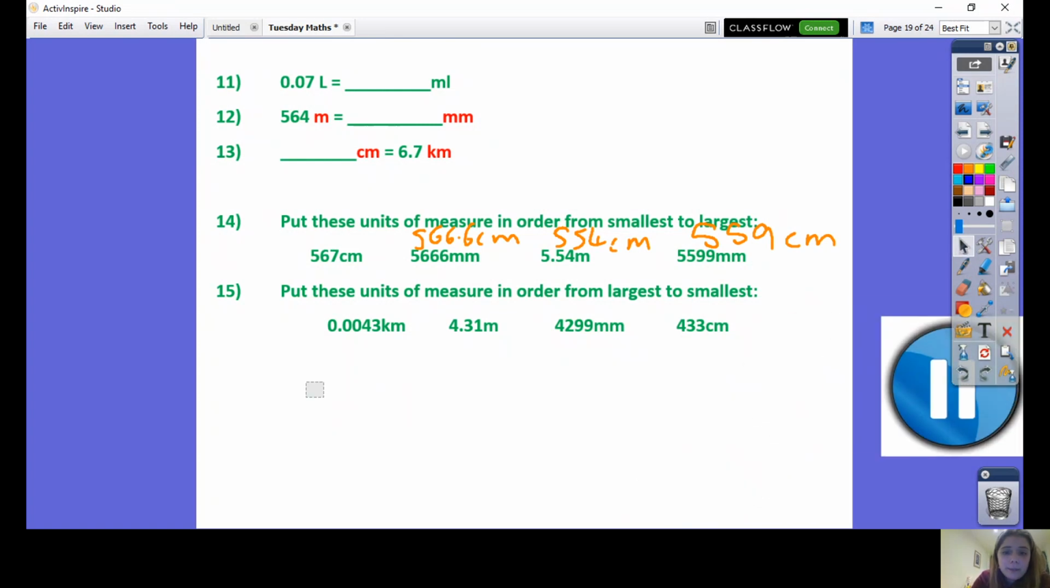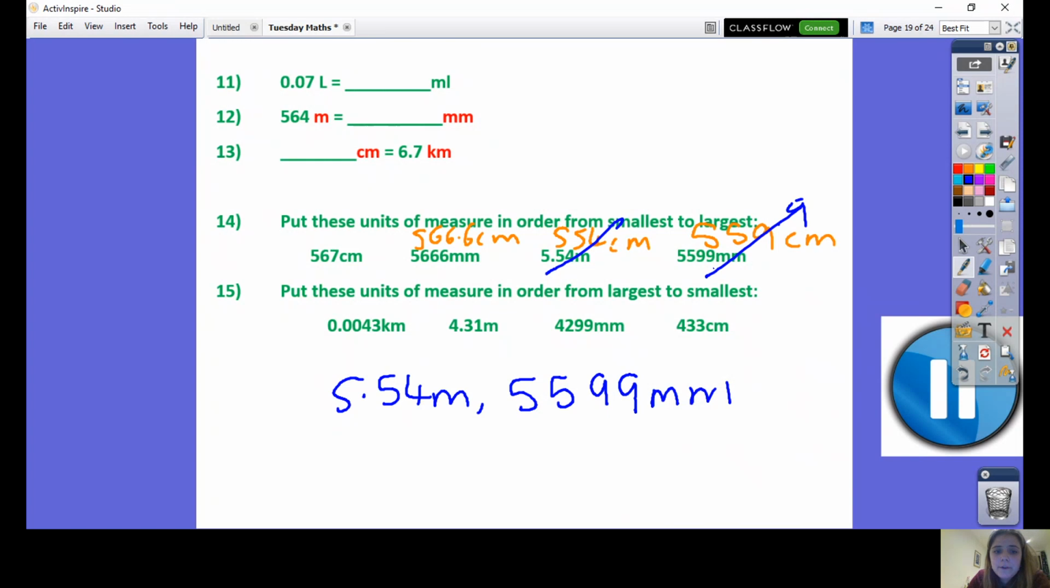For question 14, I would be looking for 5.54 metres. Then I'd be looking for 5,599, sorry, that's 0.9 millimetres.